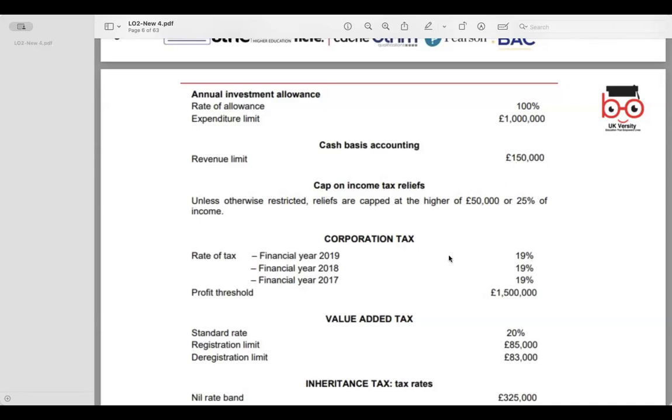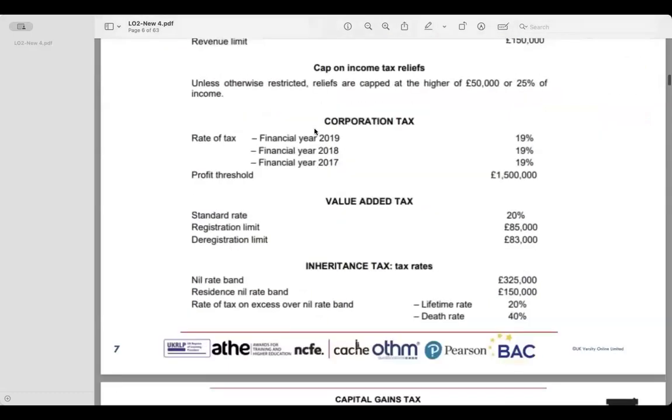Corporation tax, which is the tax that applies on the profit of companies. For the financial year 2019, the corporation tax rate is 10%, which applies to profit up to £150,000.